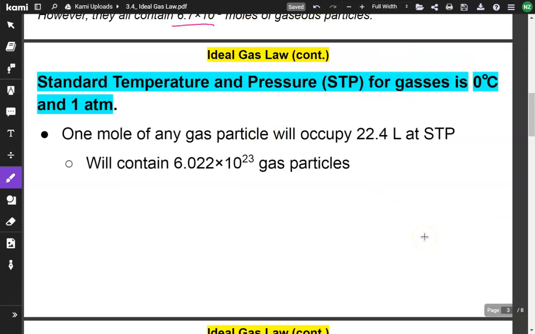So when we talk about standard temperature and pressure, or STP for gases, that's 0 degrees Celsius and 1 atmosphere. 1 mole of any gas particle will occupy 22.4 liters at standard temperature and pressure, and it will contain 6.02 times 10 to the 23rd gas particles. So again, that's Avogadro's principle. Yes, same Avogadro.